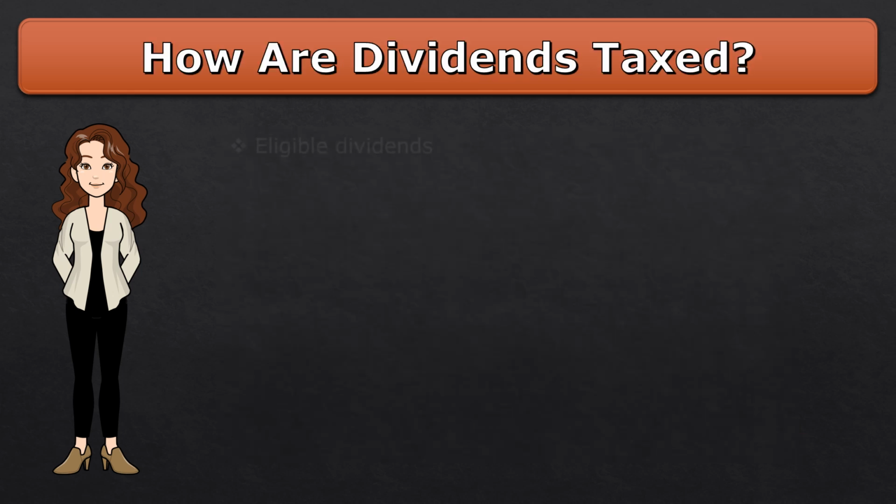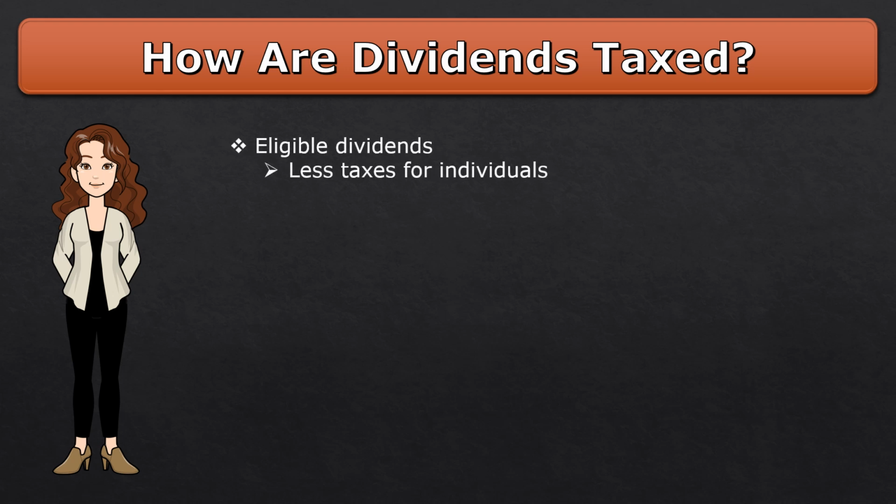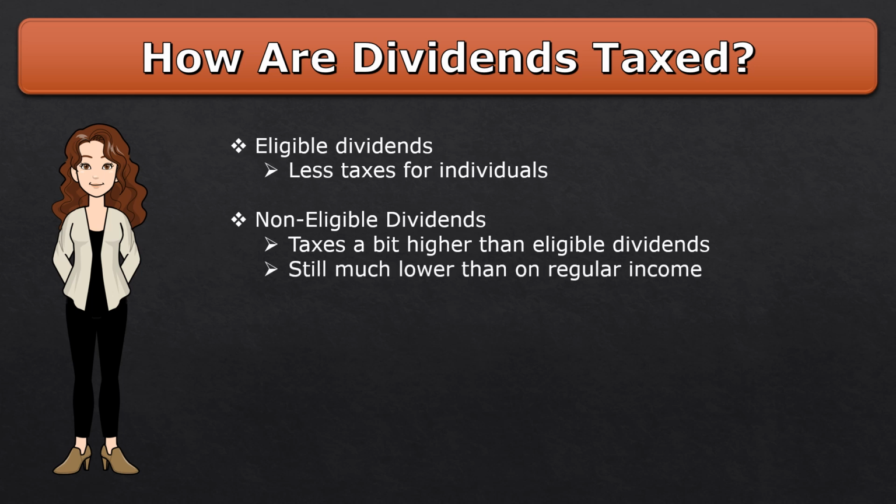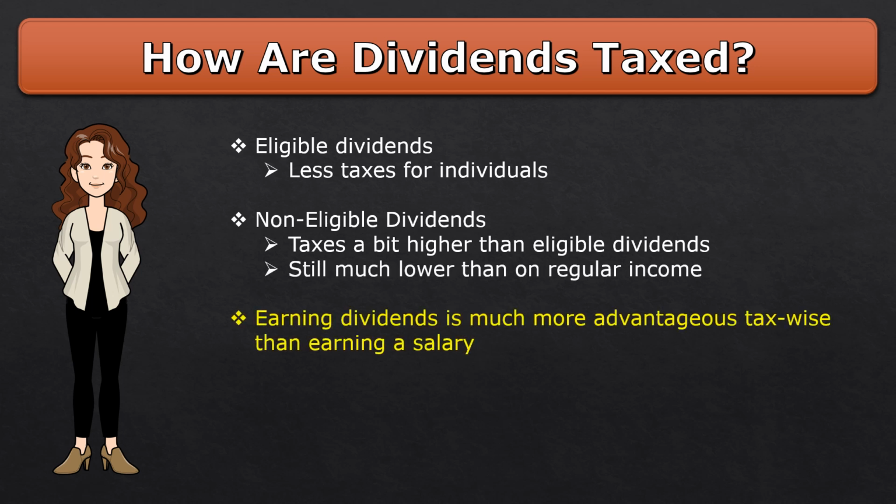To recap, eligible dividends result in less taxes for individuals because corporations have already paid a good chunk of taxes on that income. Since non-eligible dividends are paid by smaller private companies, who usually pay less corporate taxes, the amount of taxes you pay on those is a bit higher than on eligible dividends, but still much lower than on regular income like your salary. Bottom line, earning dividends is much more advantageous tax-wise than earning a salary.